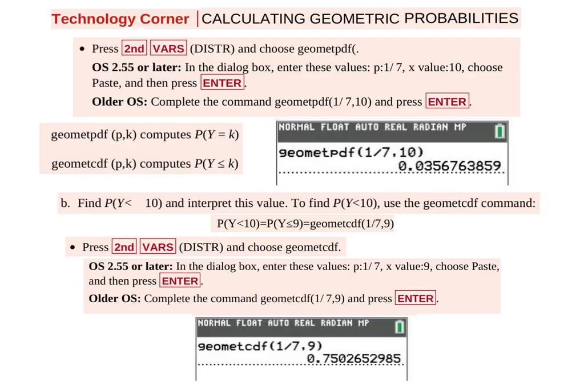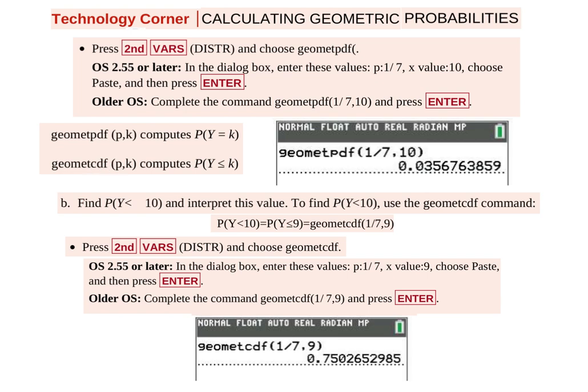One last thing, I promise, and that is how to calculate geometric probabilities on your graphing calculator, which is very useful. So that same list as the binomial, which is 2nd, VARS, and then the DISTR list, you would choose the geometpdf or geometcdf. And so much like the binomial, geometpdf(p, k) computes the probability that y is equal to k. So for example, if your probability is 1/7, and your k value is 10, all you have to do is put in geometpdf(1/7, 10), and that's your probability.